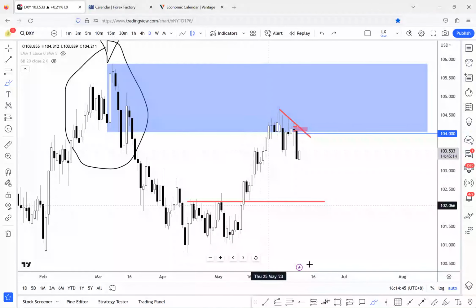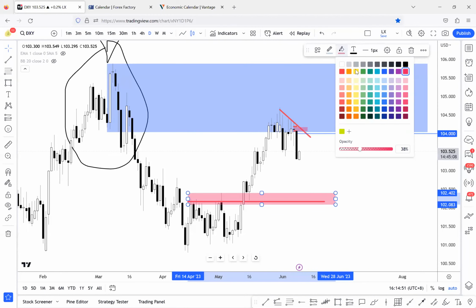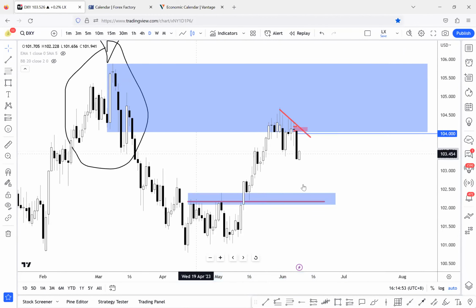So when price pushes into this zone, this is an area to consider. If there are any areas of consolidation and signs of a change in market structure, this is when we want to get out of the position.